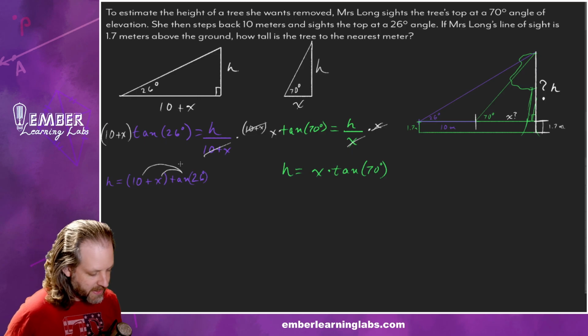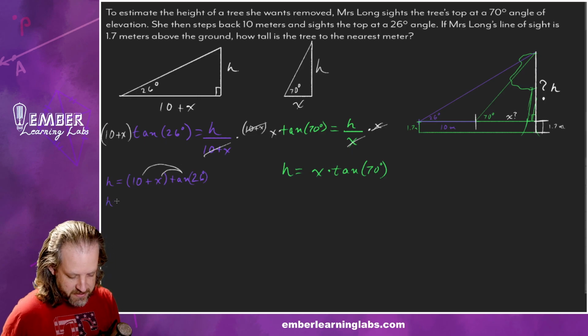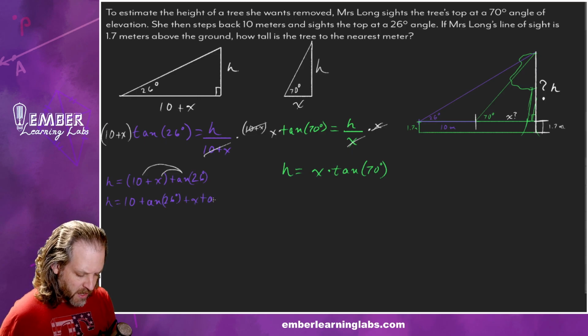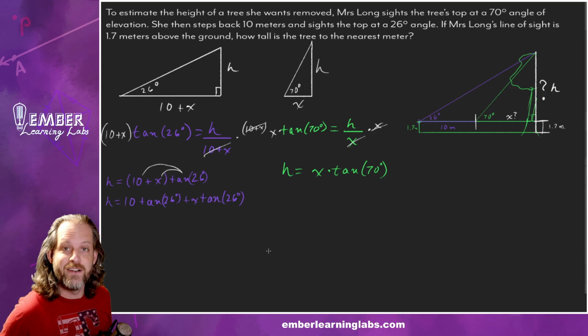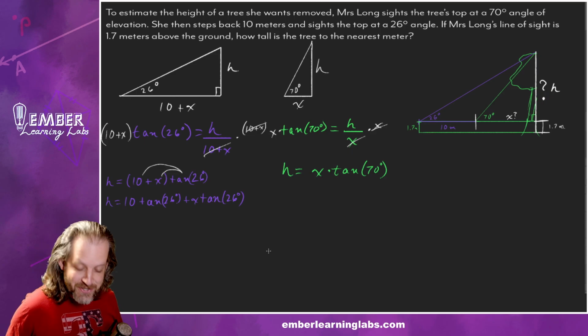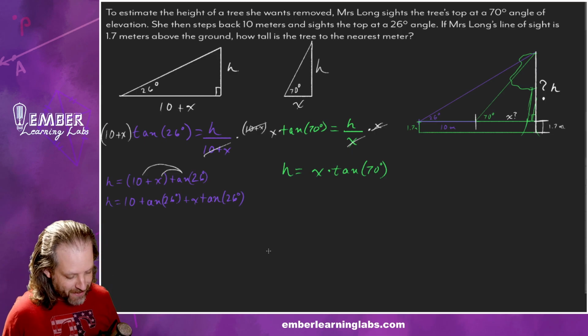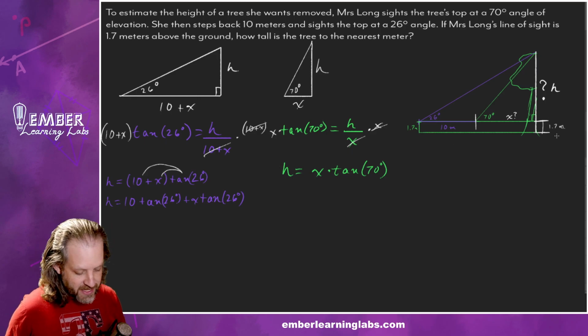Multiply this and multiply that, and do this as h equals 10 times the tangent of 26 plus x times the tangent of 26. You might be thinking, well, how do I know to do that? Well, you don't, and either distribute it now or distribute it later. It'll come up as you need to do it, right? So you don't necessarily have forethought yet, right? So this equals h and this equals h. So we're going to set the two equal to each other.